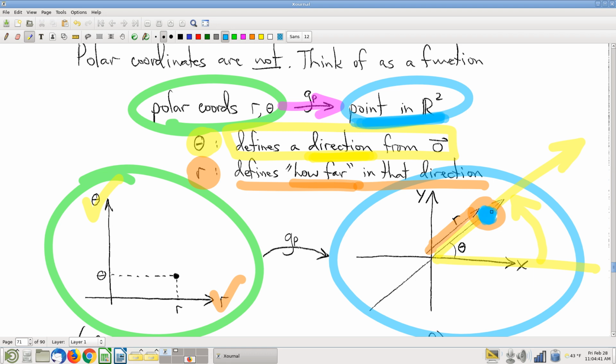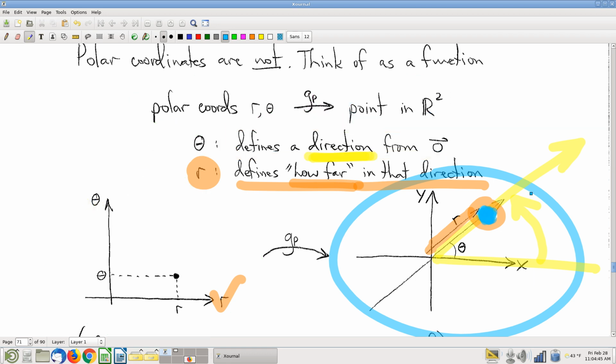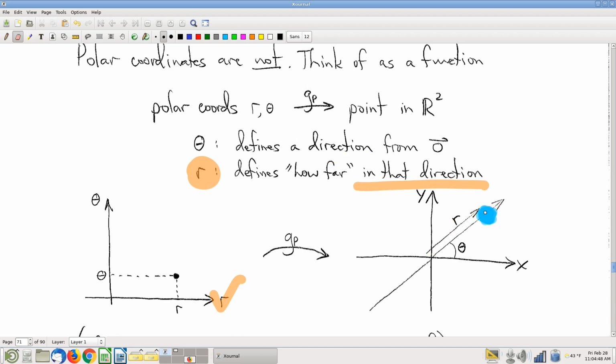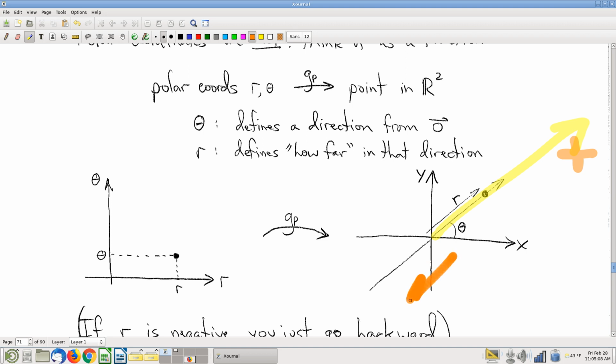Little detail. Why did I put how far in quotes? So I put how far in quotes because I want to recognize, let me just erase all this, that the r could be negative, right? So I've got this direction defined, and if r is positive, then go in that direction by that far. And if r is negative, I just mean go in the other direction. Right? So how far, in quotes.